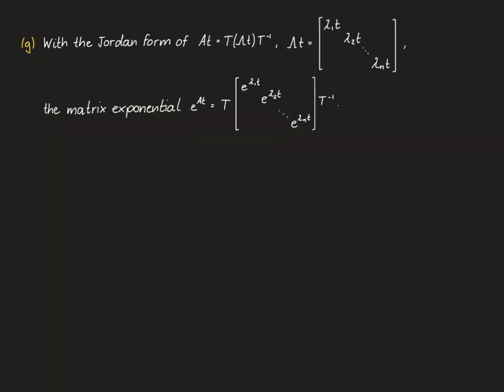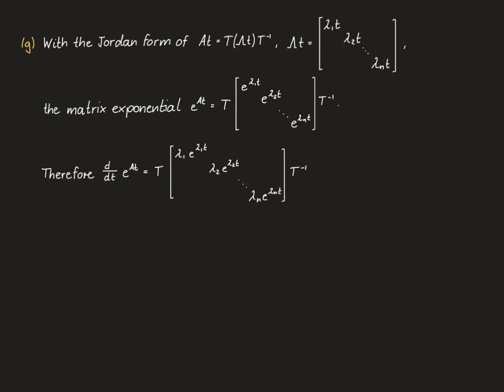For part G, it holds that the Jordan form of At is equal to this type of expression where we just multiply the diagonal matrix lambda with the scalar t, so each of the eigenvalues is multiplied with t. And hence the matrix exponential e to the At is equal to T times e to the lambda 1 t, e to the lambda 2 t, and so on on the diagonal down to e to the lambda n t, and then this matrix is multiplied also with T inverse.